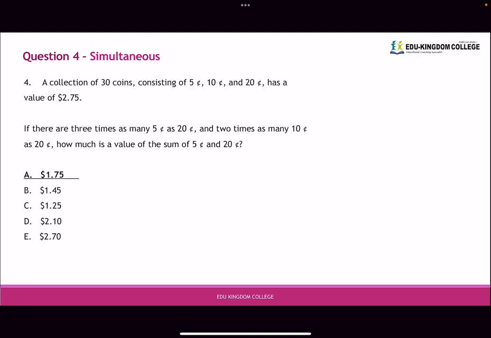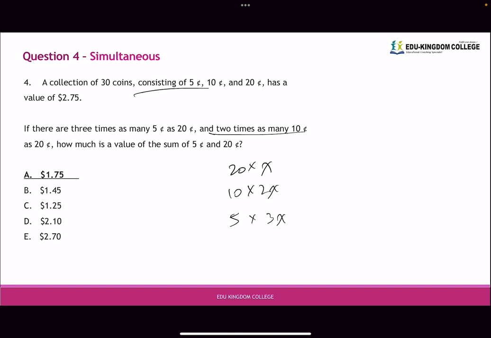All right, simultaneous. I call this simultaneous because there's a special way of doing this. So we have 30 coins. There's 5 cent, 10 cent, 20 cent coins. So for our 5 cent coins, we have 3 times as much as we do 20 cent coins. So let's say we have X number of 20 cent coins, 3X number of 5 cent coins, and we have double the number of 10 cent coins as 20. So we're going to have 2X.